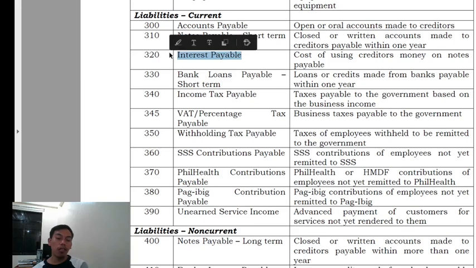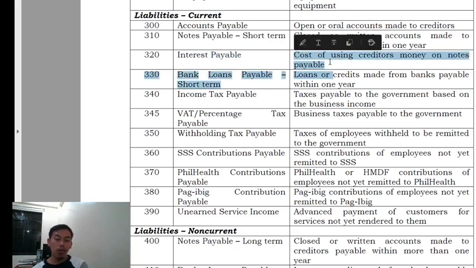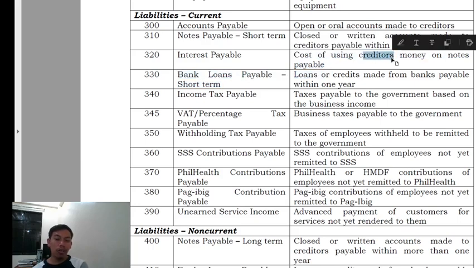Interest payable, edi kabaliktaran ng interest receivable, di ba? Kung sino yung magbabayad ng interest, di siya ang may utang. Cost of using creditors' money on notes payable. Ano ang creditor? Meron kasi tayong term na debtor, creditor. Creditor is the one who will receive the money, yung nagpautang. Kung sino naman ang may utang, that is called the debtor. D-E-B-T-O-R. Debtor.